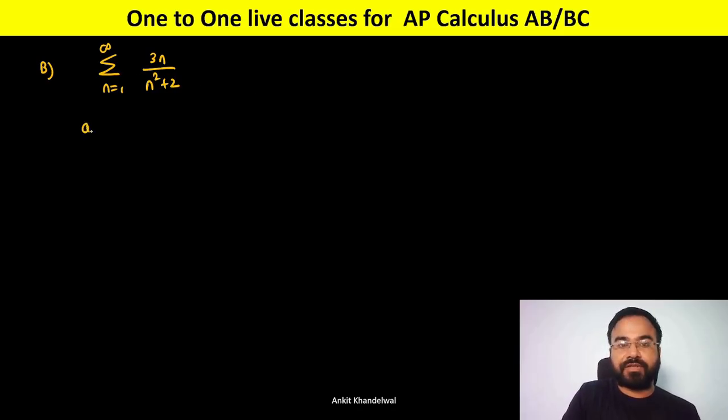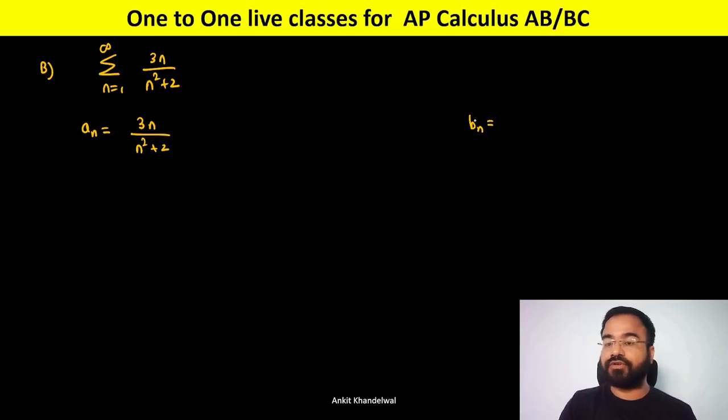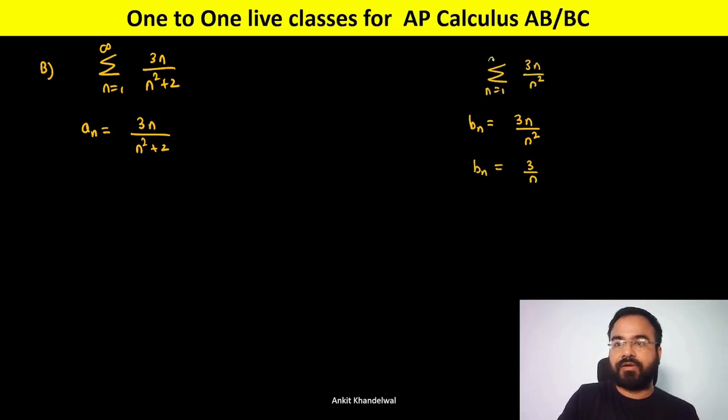What the limit comparison test says: a_n is equal to 3n upon n square plus 2. Let's take another term b_n, for which we should know its nature. So I'm taking b_n as just similar to this, 3n upon n square. I'm just removing this 2. 3n upon n square is basically 3 upon n. Now I want to check whether this particular series is converging or diverging.